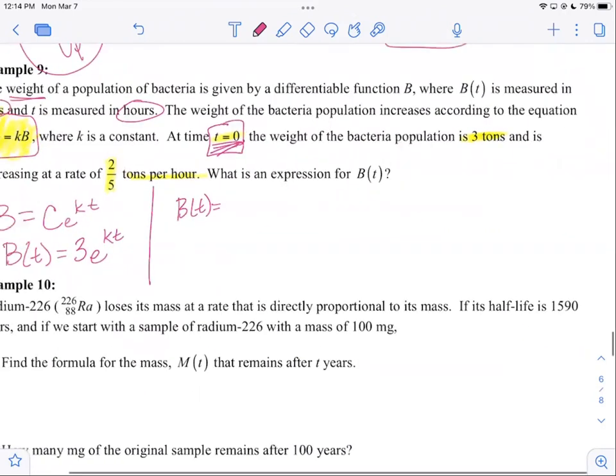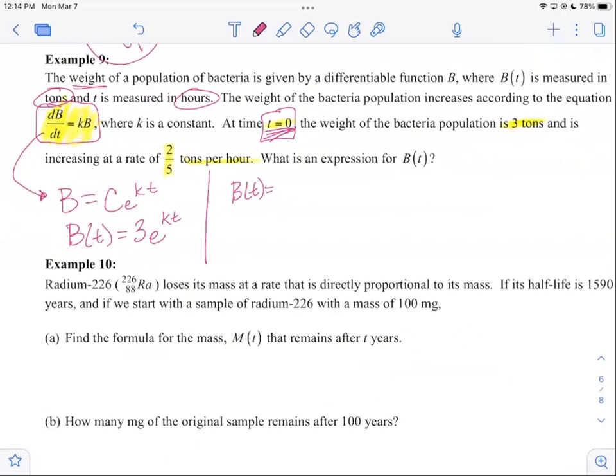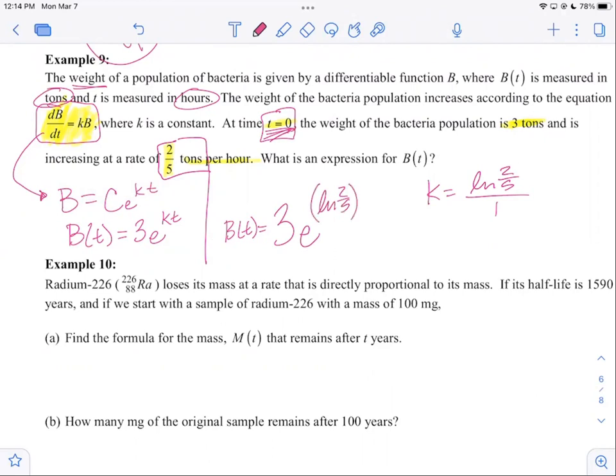Can we figure that out? Yes. It's increasing at a rate of 2/5 tons per hour. So k should equal the what? The natural log of 0.4? Yeah, or 2/5 or 0.4, either one. Over 1. Right. There you go. So here would be the final equation. B of t equals 3 times e to the natural log of 2/5 or 0.4, and that's a coefficient. So I'm going to do it like that. And there's the answer.